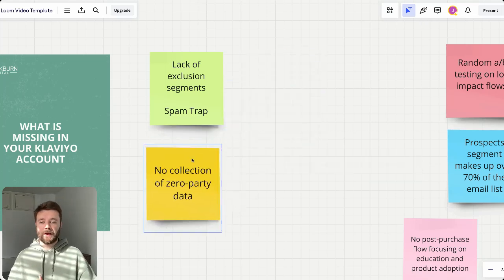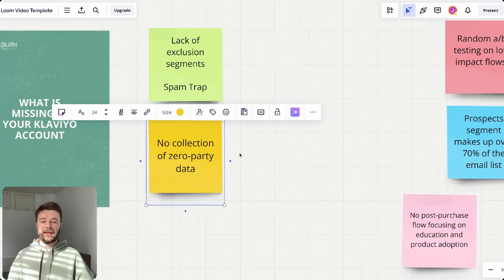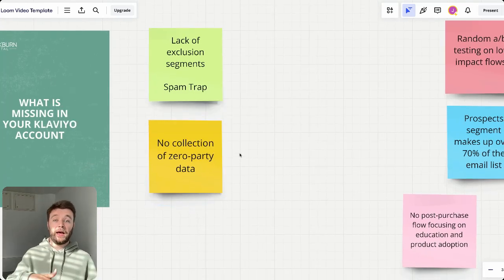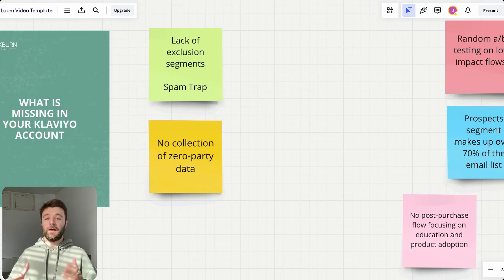And a lot of brands now are missing the trick of whenever they have a pop-up, whenever they're saying, hey, get 10% off your first purchase if you sign up. The one thing a lot of them are missing is actually asking for info that can help them personalize that communication further in the welcome flow.